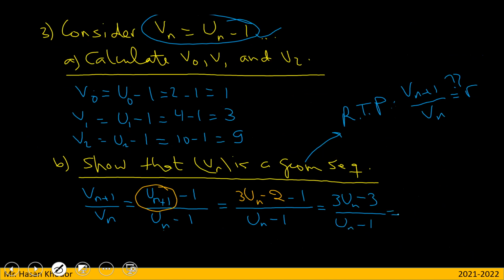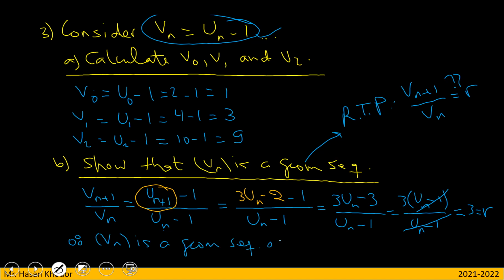Take 3 as a common factor and then simplify, as Un is different from 1. Then we get 3, which is the common ratio. We say therefore Vn is a geometric sequence of common ratio r equal to 3.